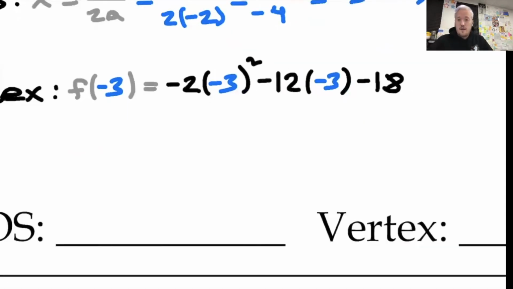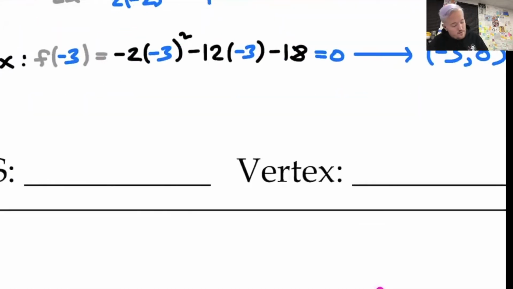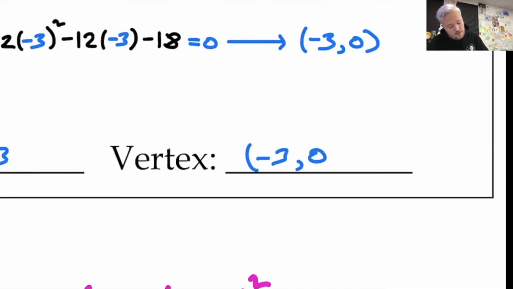Once again, you can do it by hand or you can use the calculator. It literally does not matter. If you're someone who has anxiety of getting everything wrong, no matter what math you're doing, I would just say use a calculator. So when you plug it in, you get 0. We get a y value of 0, which means our vertex is (-3, 0). So we have an AOS of x equals -3 and the vertex of (-3, 0).